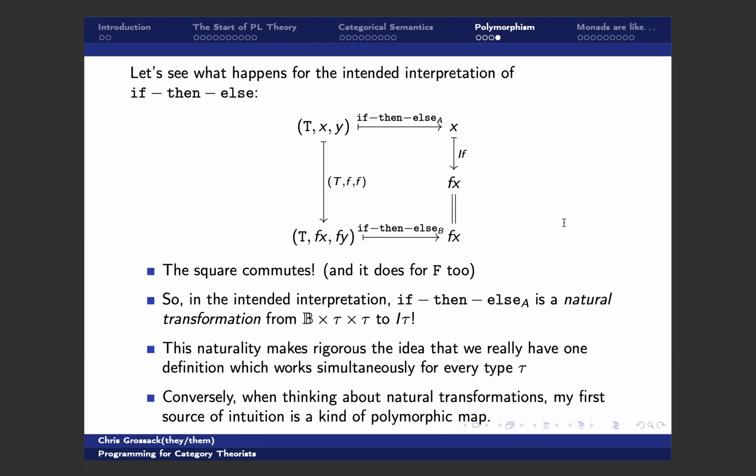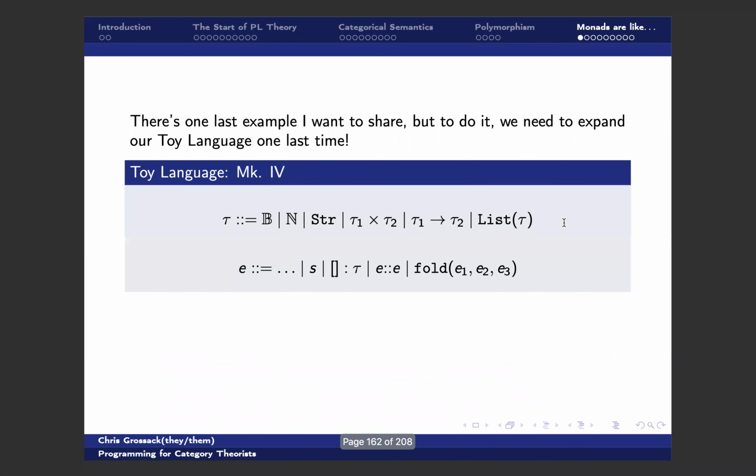Okay, cool. Okay, so there's one last example of category theory and functional programming being very close-knit friends. And we need to expand our toy language exactly one more time. So we're now going to add bonus types. We're going to add a new type of strings. And we're going to add a new type list of tau, where list of tau corresponds to a list of elements of type tau.